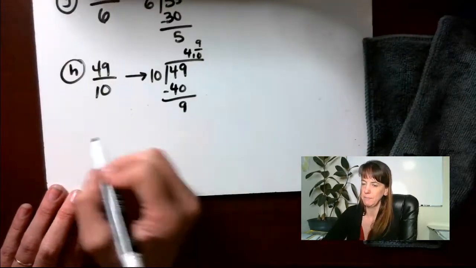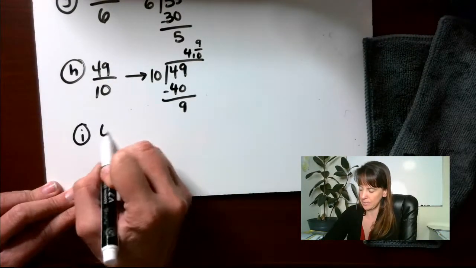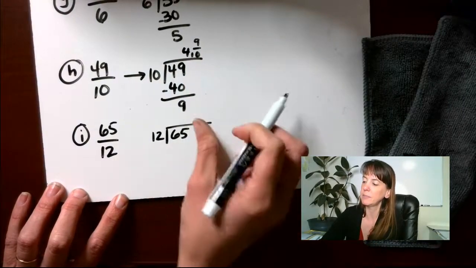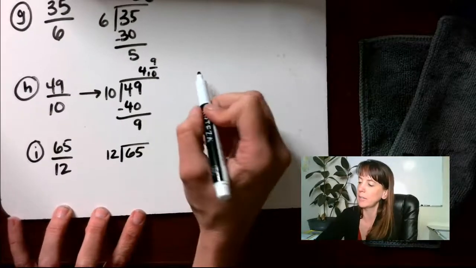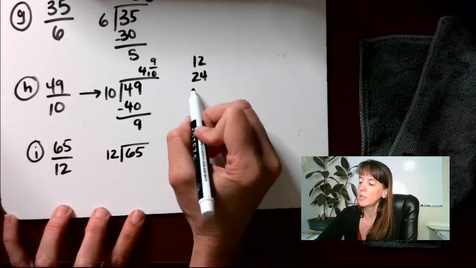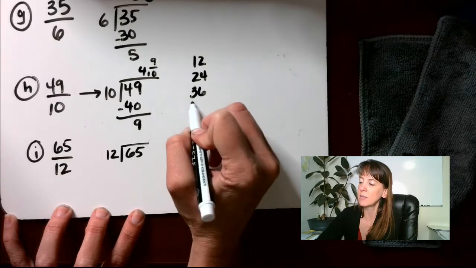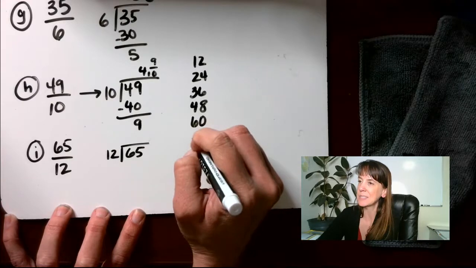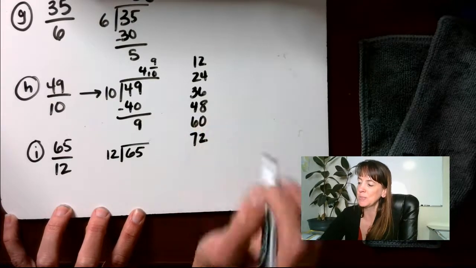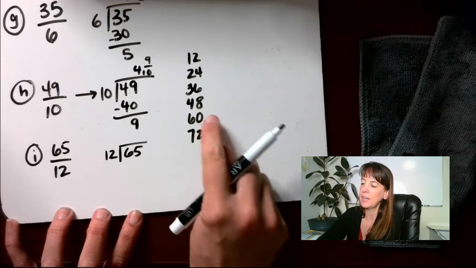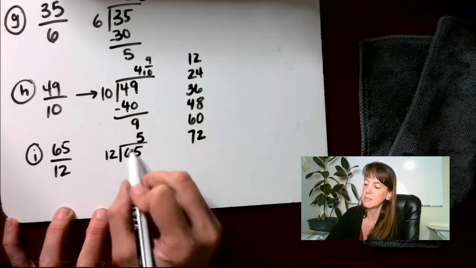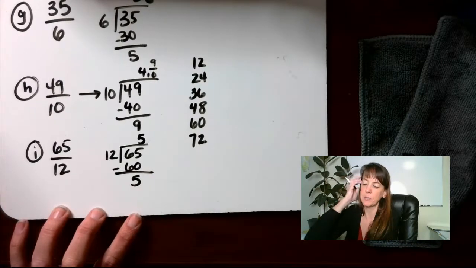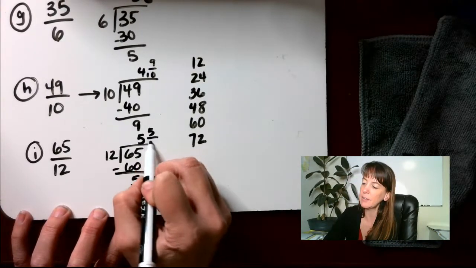All right, so for I, we're going to do 65 over 12. Let's think of our multiples of 12 again: 12, 24, 36, 48, 60, 72. So 12 goes into 65 5 times. 5 times 12 is 60. We subtract and we have a remainder of 5. So it's 5 and 5/12.